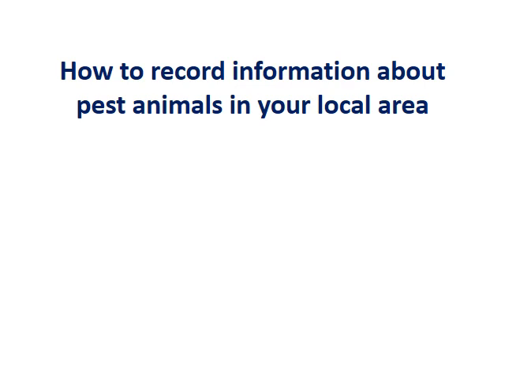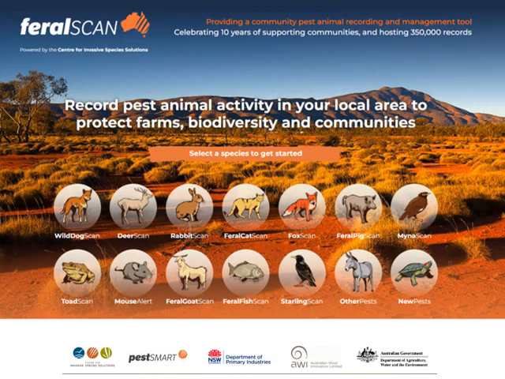Now I'd just like to show you how you can record information about pest animals in your local area. The first option is to use the interactive website. This is the FeralScan homepage, and from this homepage you can select a species and record information about that species in your local area.